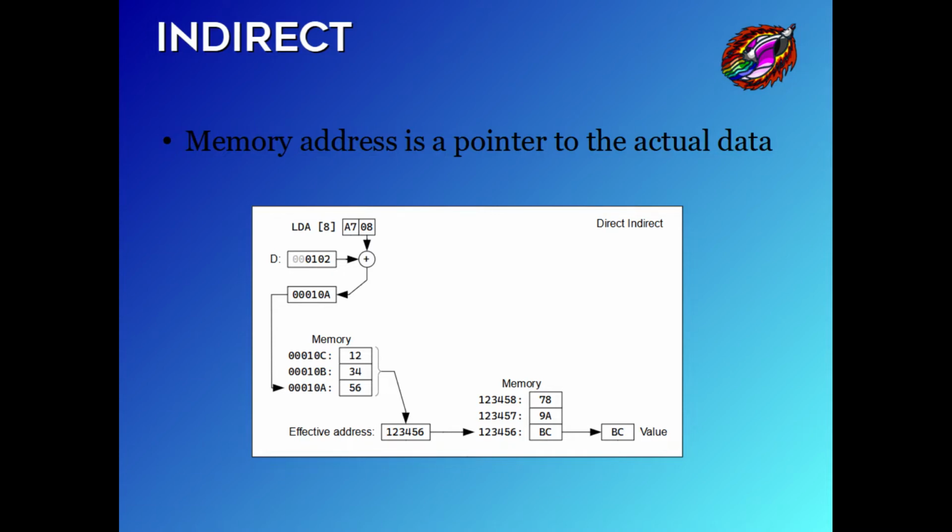And the value that we have there is 123456. And that is the effective address for this instruction. So if we go to 123456, the location there contains the value BC, and that is the value that we're going to load into A.